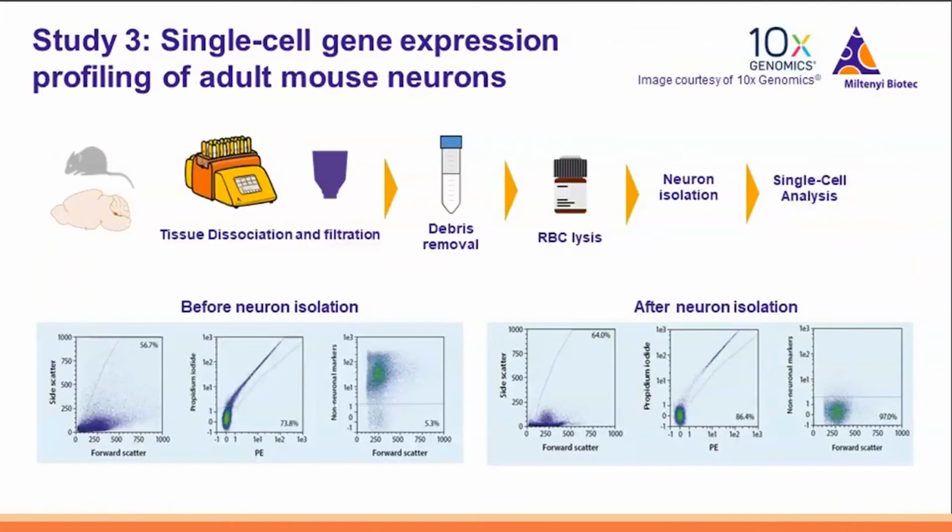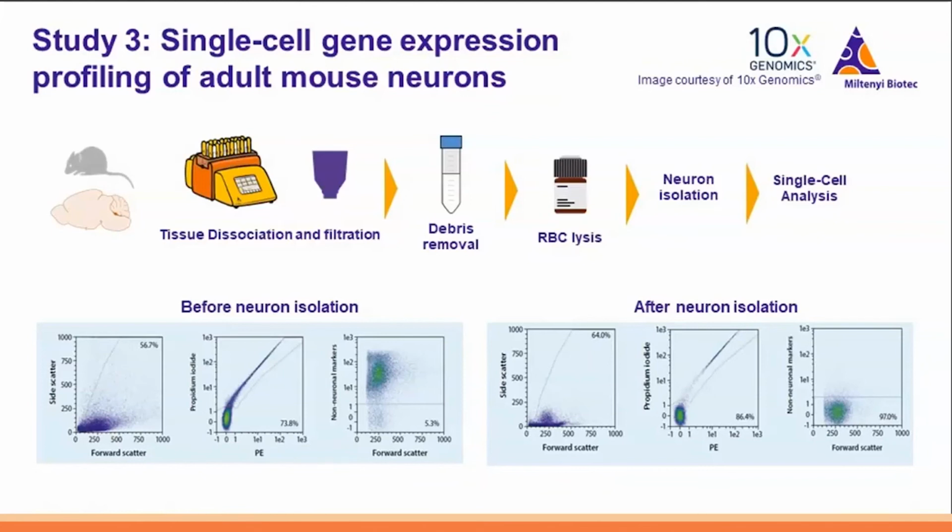In a third study, we analyzed the single cell gene expression profiling of adult mouse neurons. In this case, we dissociated whole mouse adult brains, and after filtration, we applied two cleanup steps, debris removal and red blood cell lysis. And here we were also interested in analyzing the composition of the cells from the bulk of the sample or after neuron isolation, prior to single cell analysis.